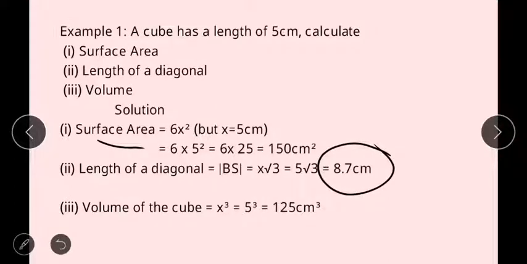The question is to calculate length, not area. That is why our centimeter does not have a square. Did you take that? 8.7 centimeters. Let's read the last question.